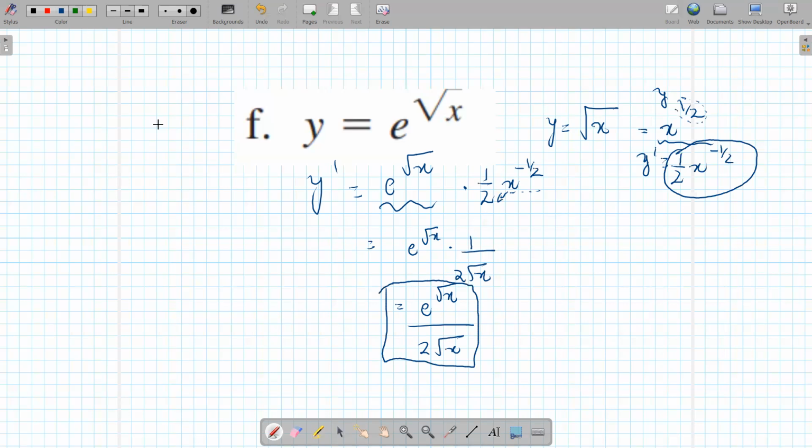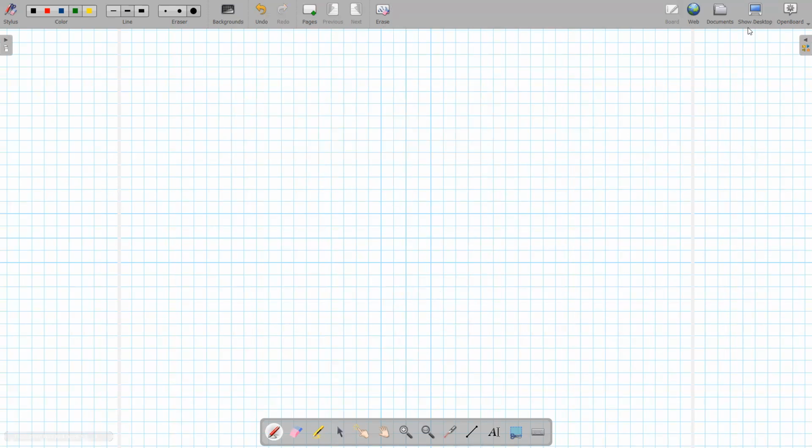Question for you. Can we cancel out this root x and this root x? No, you can't. This is in the power, right? This is in the exponent. If this was right here on the same level, yes, you can. The fact that it's in the power means you cannot cancel that out.